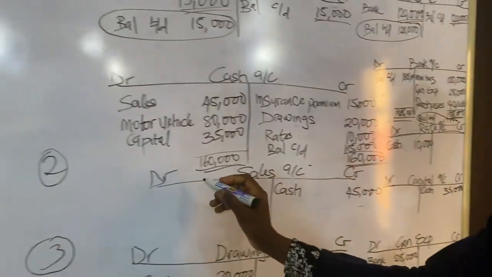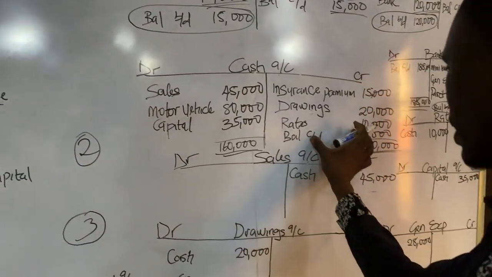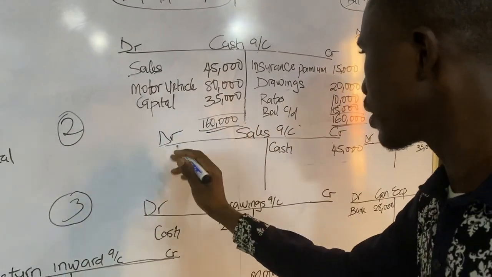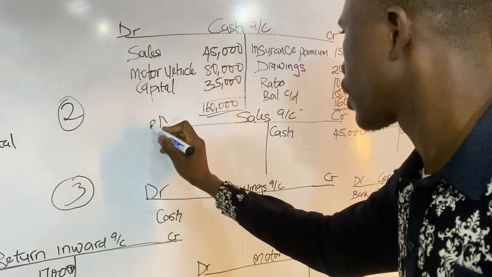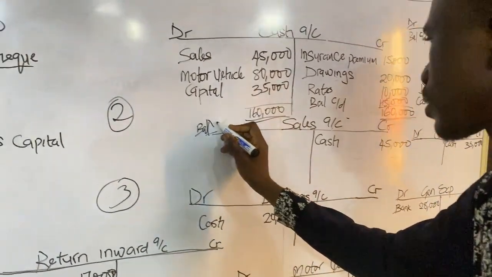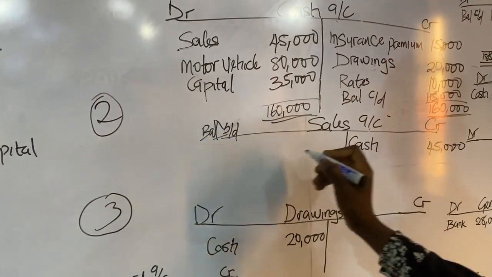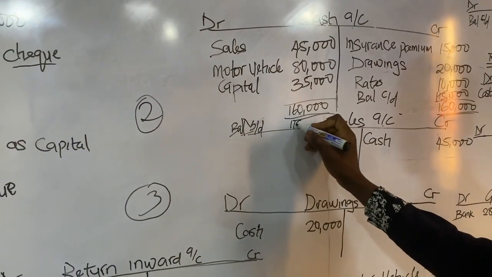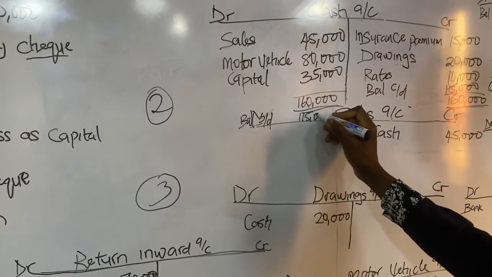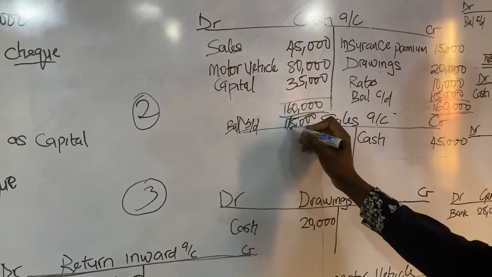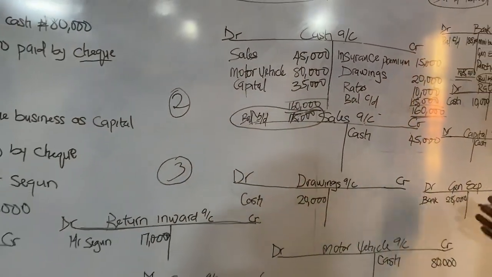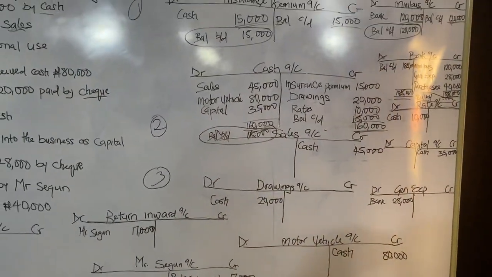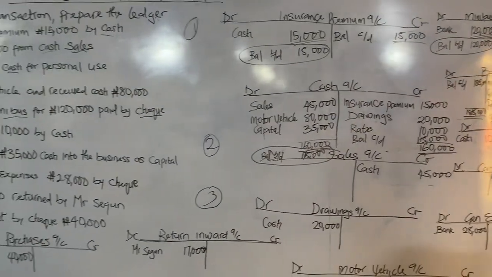So balance, you now come here. This balance comes after these. Let's just assume, don't mind the board. Balance brought down 115. So this is what goes to your trial balance, and so on and so forth. And the next one we'll be looking at is our cash book.